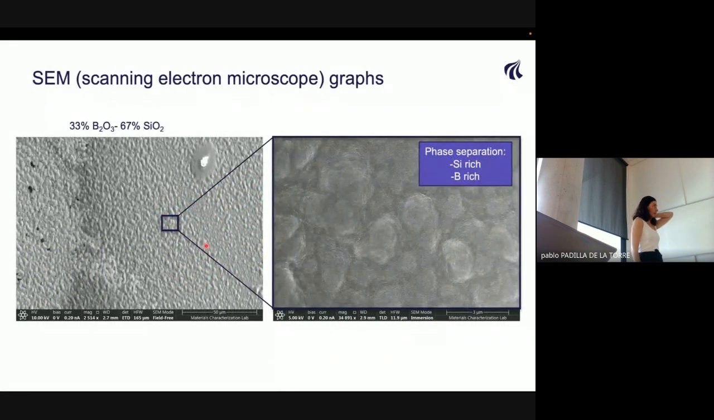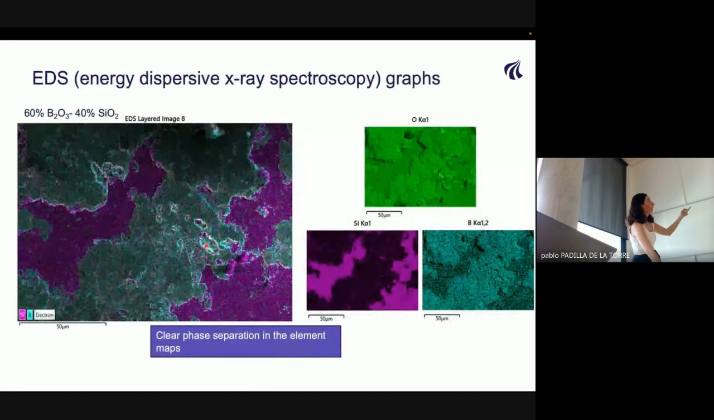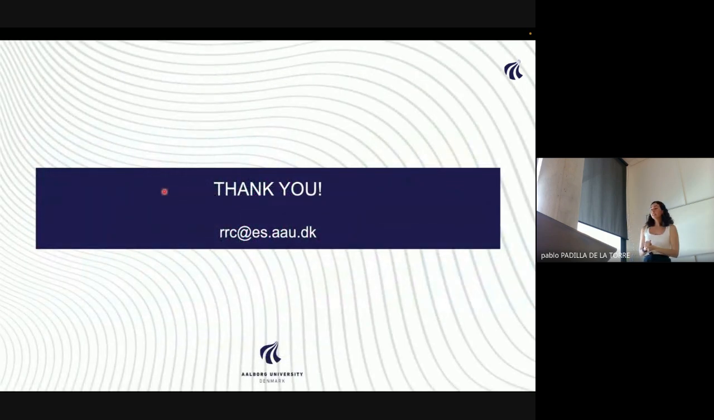And then we look in the microscope to see if it was actually phase separated. And we see these islands, some of them are silicon rich and some of them are boron rich. We can also plot, depending on what we measure in this microscope, and it can color your graph depending on the element. So you color the silicon in pink and the boron in blue, and you can see over there the distribution. And yeah, that's all from me.